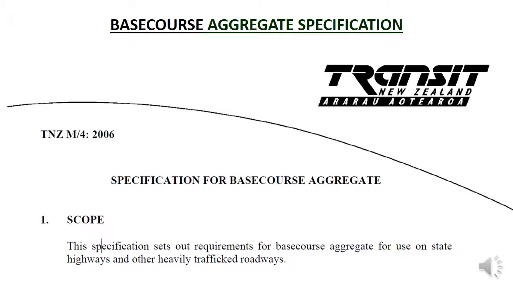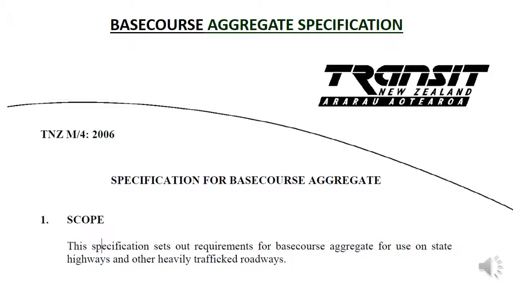NZTA produces a specification for base course materials, which has been adopted by most roading authorities in New Zealand. This specification is called TNZ M4 Specification for Base Course Aggregate. There is also a set of notes providing clarification and elaboration of the requirements set out in M4. Copies of these documents are included in the topic page. Section 1 of TNZ M4 is one sentence setting out the scope of the specification. You can see it in the slide here.